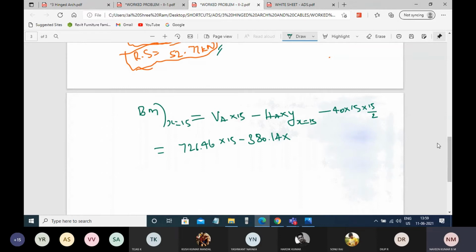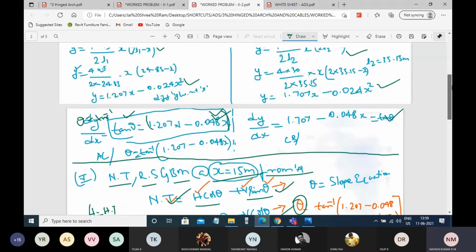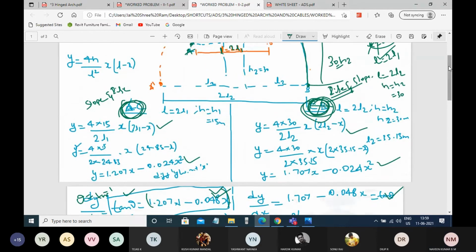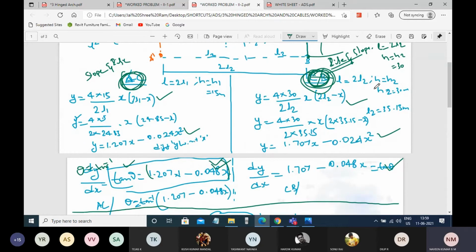380.14 times of Yx. So here you need to consider the rise equation of the AC segment, because this section is between A and C. So you need to consider this particular equation, that is 1.207 and x equals to x.